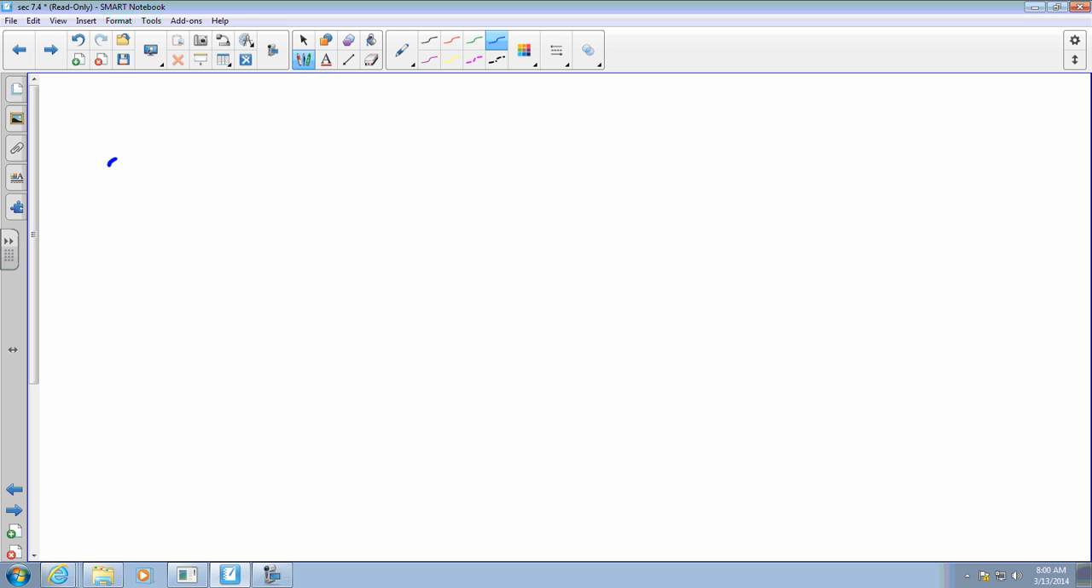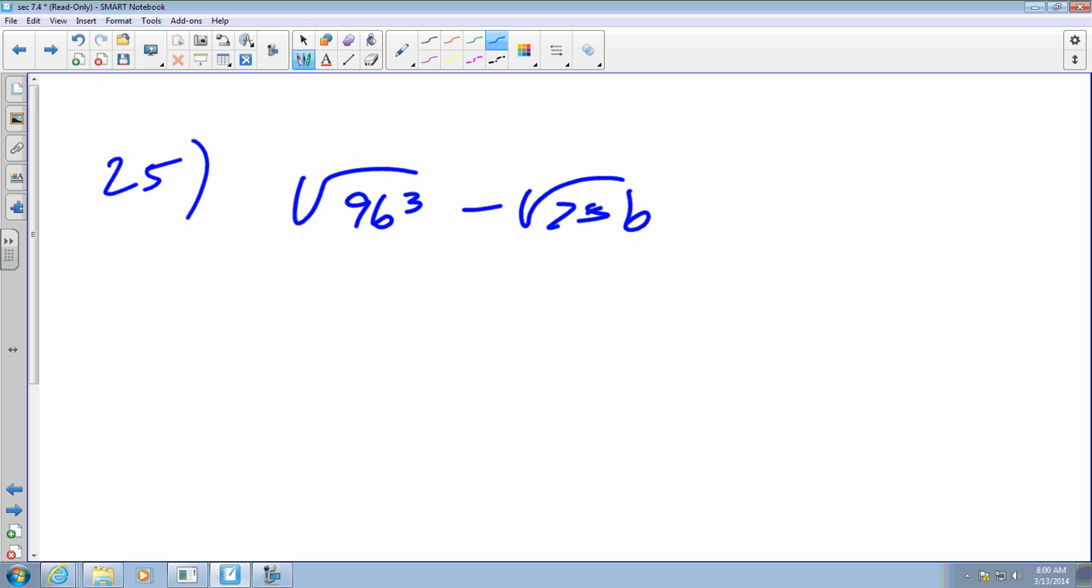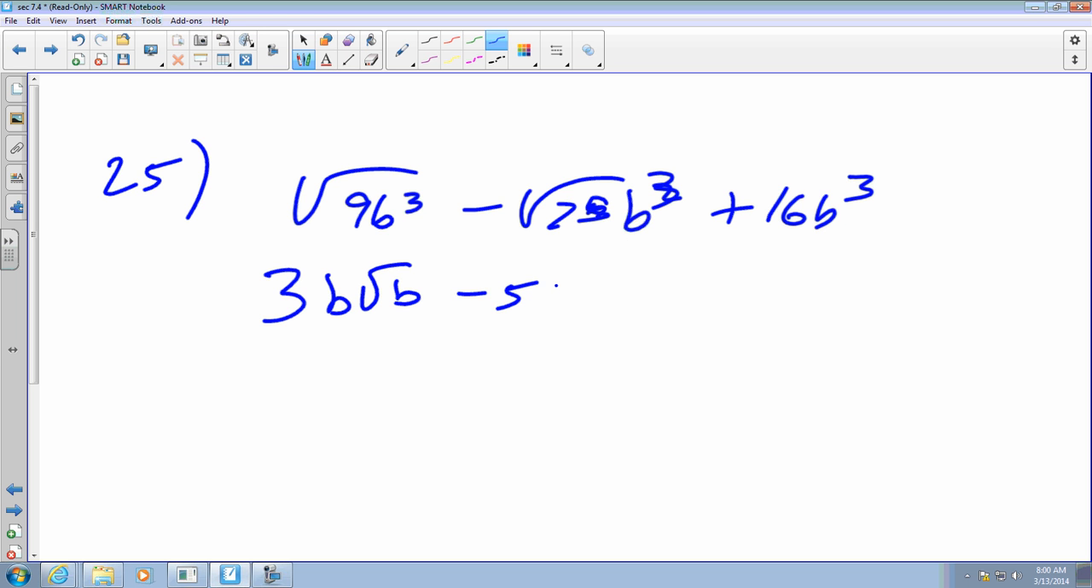And the last one is question 25. We have the square root of 9b cubed minus the square root of 25b cubed plus 16b cubed. Let's bring out what we can. 9 comes out as a 3. B cubed, b squared would come out as a b, and then one of the b's would be left over. 25 would come out as a 5. B cubed would be b square root b. 16, this is a square root, of course, would come out as a 4b square root b.